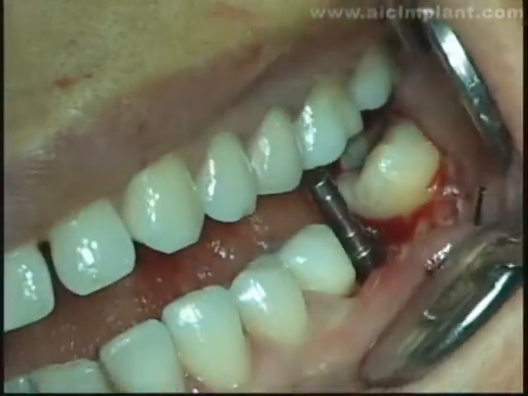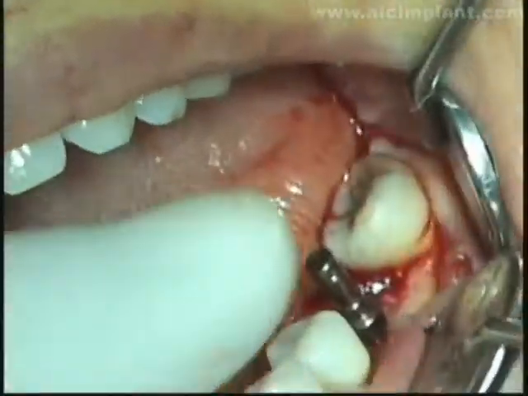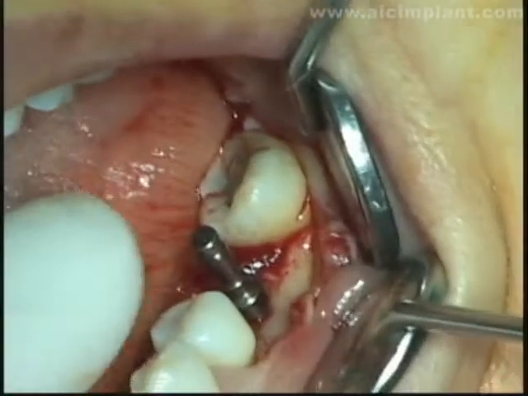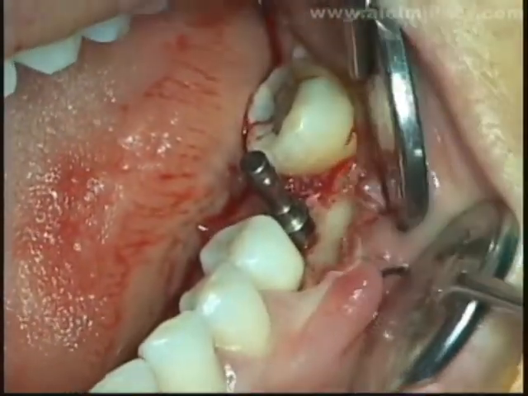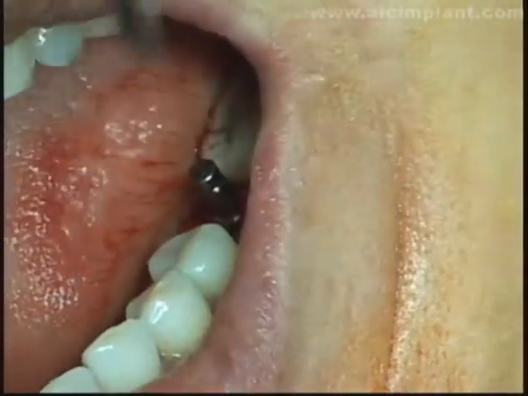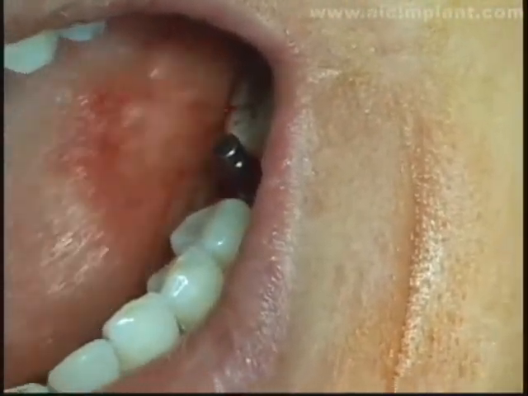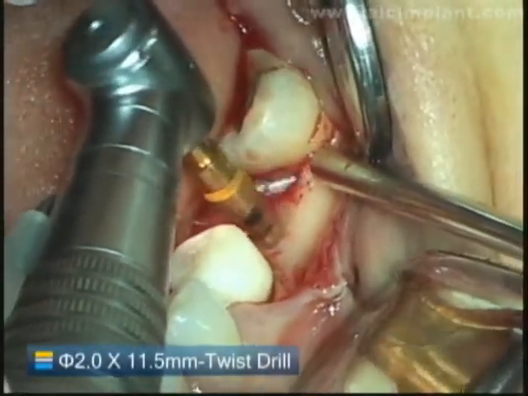The buccal lingual path is good. Next, check the mesial distal path. Of course, simply checking with the naked eye is easy. Note, however, that the most exact method is securing a periapical view, if possible, prior to surgery. At this point, the rest will be uneventful.